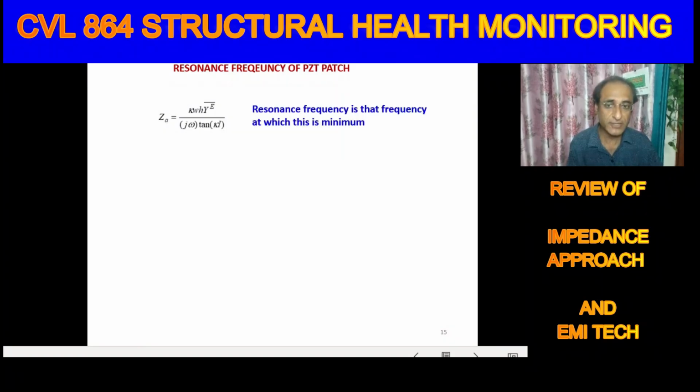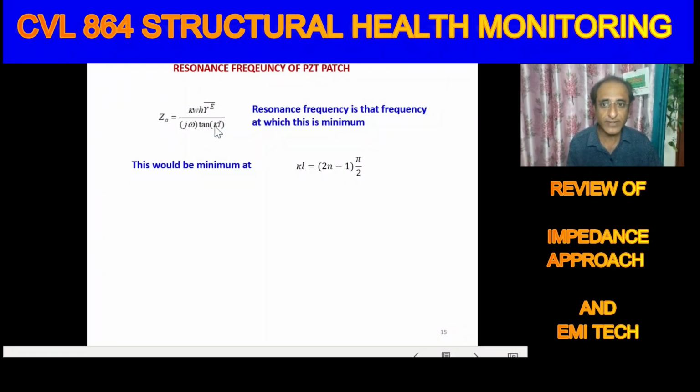So what happens at the resonance frequency? Basically, the resonance frequency is that frequency at which this will be minimum. When will it be minimum? When tan kL by kL, in fact you can multiply both the top and the bottom by L, so tan kL by kL. So tan kL is infinite.